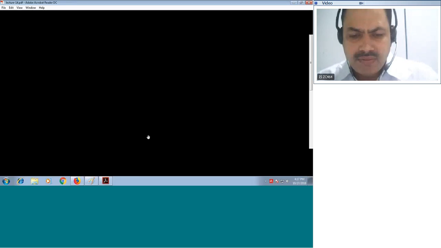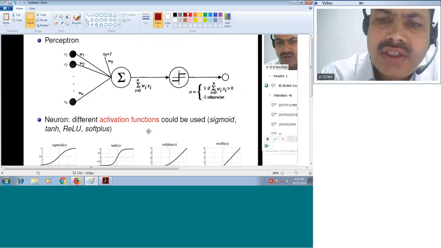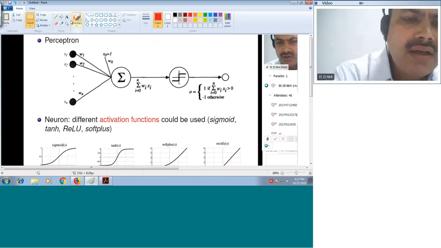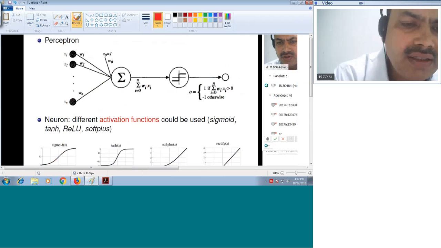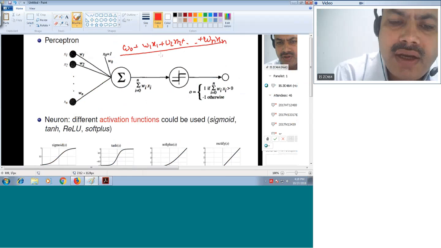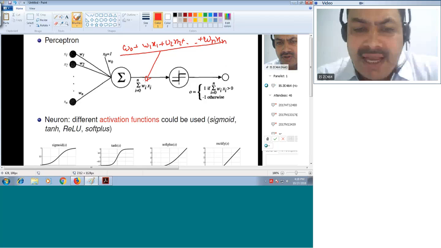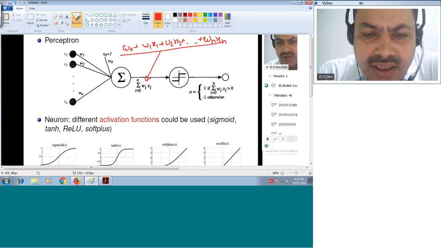So what is this symbol? Let me just put it over here so that I can write. If you expand this, it comes out to be W0 plus W1 x1 plus W2 x2 plus dot dot dot plus Wn xn, and this symbol written over here means you find the summation. And when you find the summation, this is the linear equation.